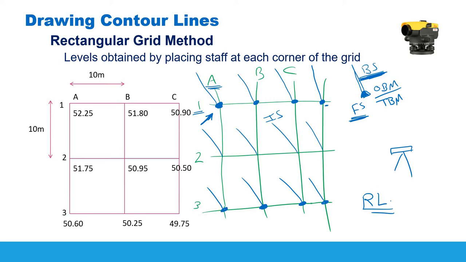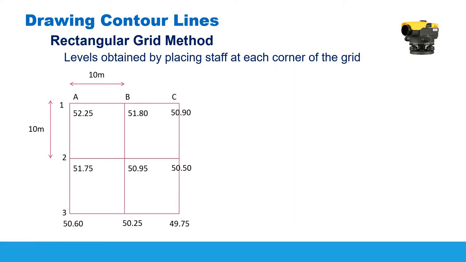So now let's say that we have completed our table. We have calculated the reduced levels of all of these intersection points, and now we have a grid like this. Each point has a reduced level. So the reduced level of this point is 52.25. The reduced level of this one is 51.80, the reduced level of this one is 50.90, etc. So we know all the reduced levels.